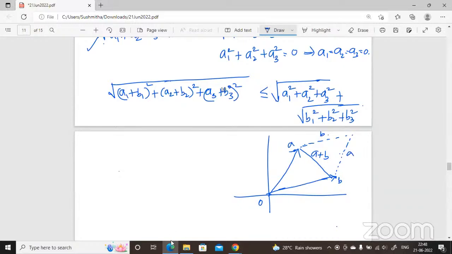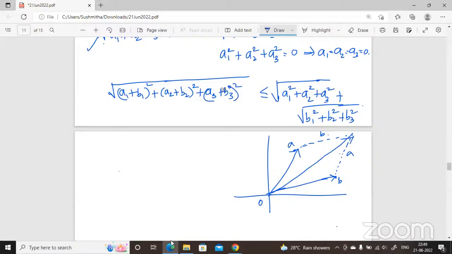So I think, ma'am, you have to draw the diagonal. A plus B will be the diagonal. Yeah, this is the diagonal of the parallelogram. But the diagonal is connecting point A and point B. It should connect the origin and that point, na? Oh, sorry. Yeah.